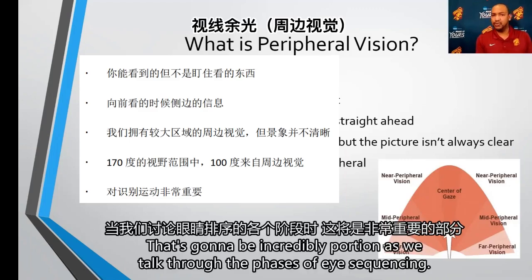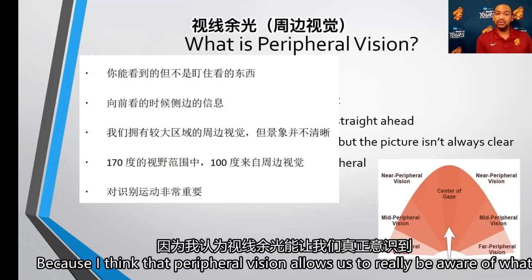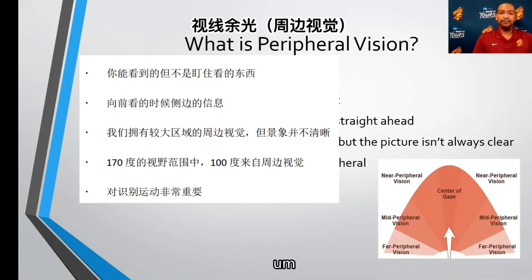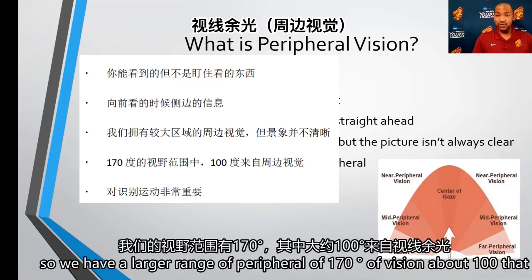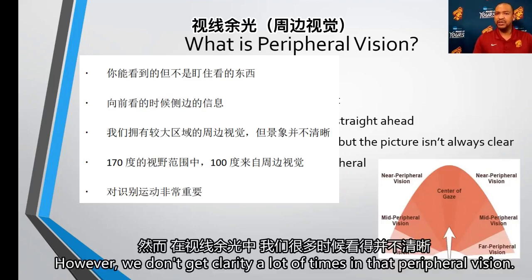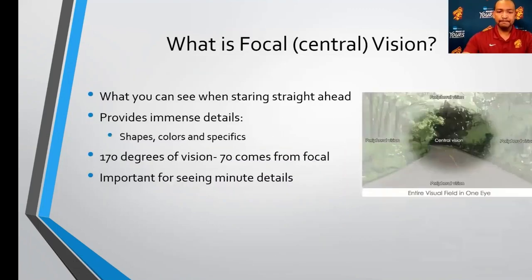That's going to be incredibly important as we talk through the phases of eye sequencing, because I think that peripheral vision allows us to really be aware of what our hitter's doing and their routes, okay? So we have a larger range of vision of 170 degrees, about 100 of which comes from peripheral. However, we don't get clarity a lot of times in that peripheral vision, okay?